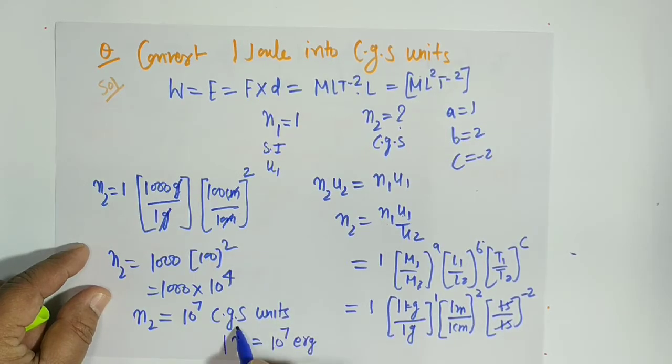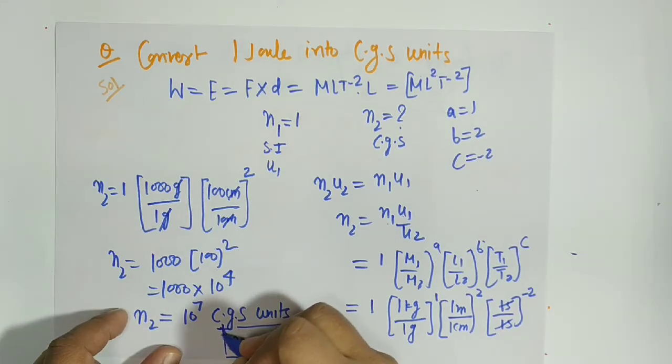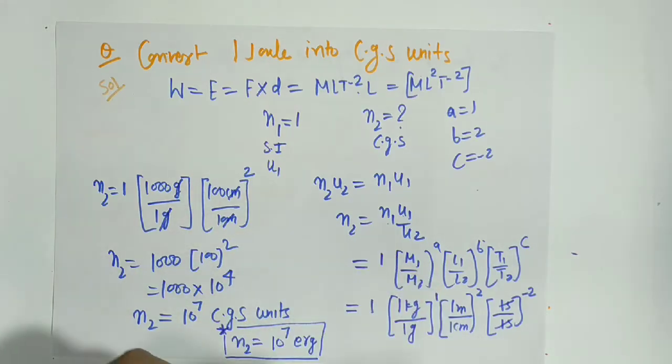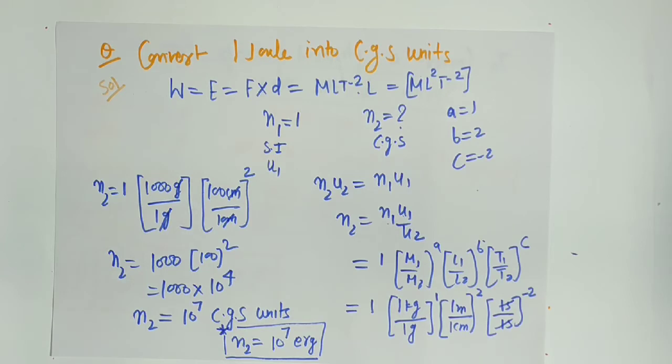So erg is the CGS unit of work or energy. So very simple, this is how you convert 1 joule into CGS unit. This is the way we are going to use for the conversion from one system to the other. Okay, can I take another example for this?